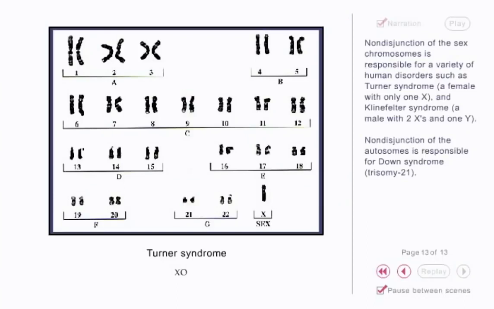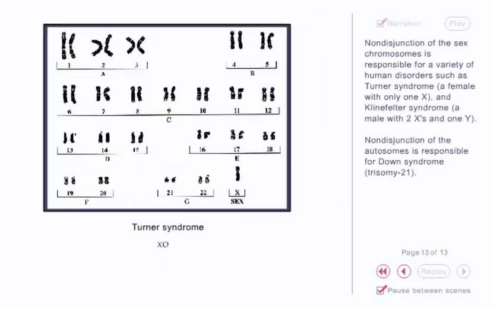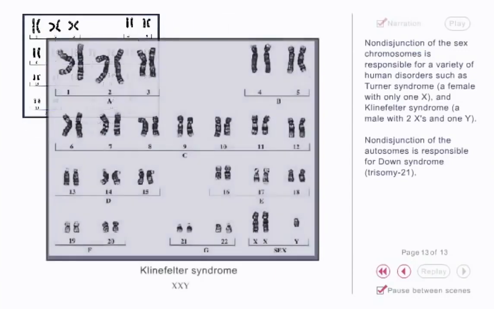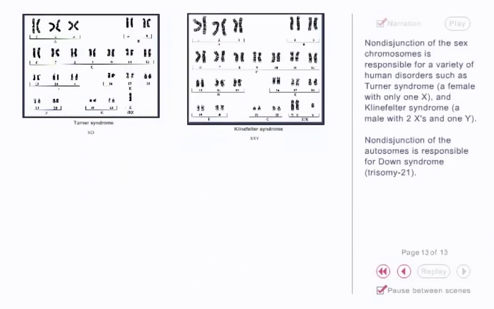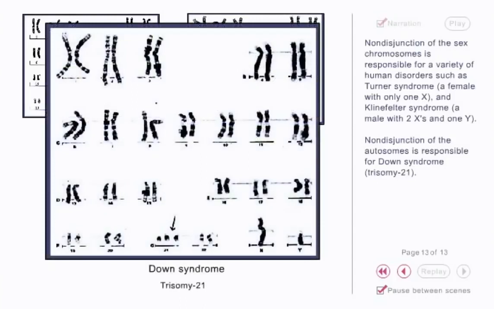Non-disjunction of the sex chromosomes is responsible for a variety of human disorders, such as Turner syndrome, a female with only 1 X, and Klinefelter syndrome, a male with 2 X's and 1 Y. Non-disjunction of the autosomes is responsible for Down syndrome, trisomy 21.